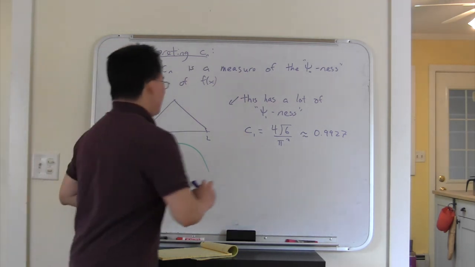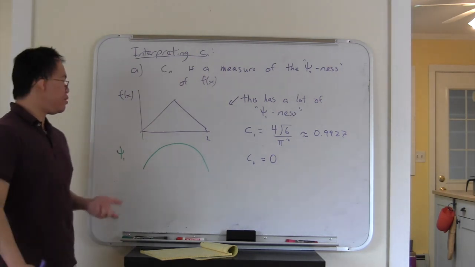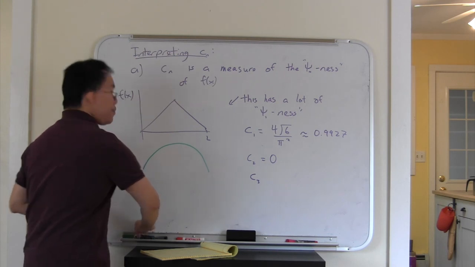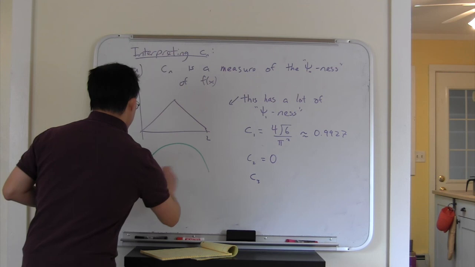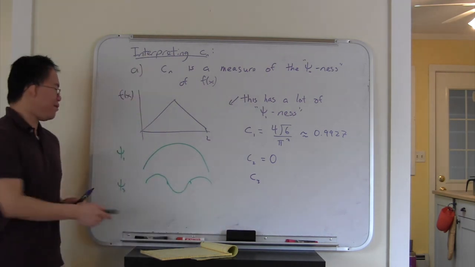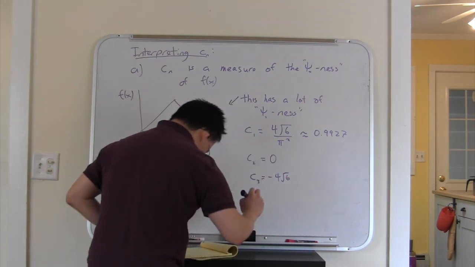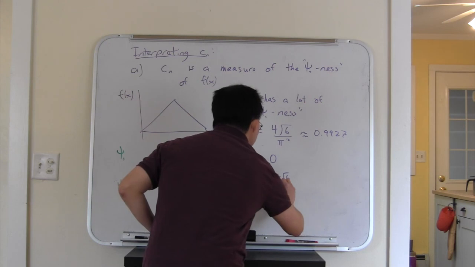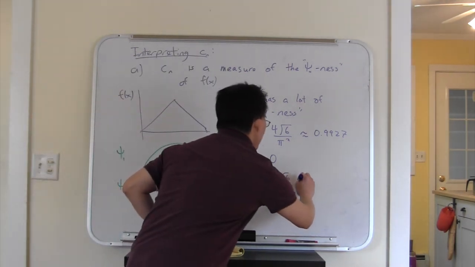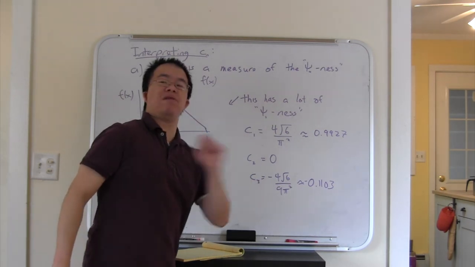Now it turns out that C2 equals 0, based on a symmetry argument, like what we just talked about. But there are also contributions from the other stationary states. Psi 3, we know, looks like this, and the tent has a little bit of sort of three-bumpness. C3 turns out to be minus 4 root 6 over 9 pi squared. And so that turns out to be a lot smaller, about minus 0.1, and let me just get that number for you. That turns out to be minus 0.1103.